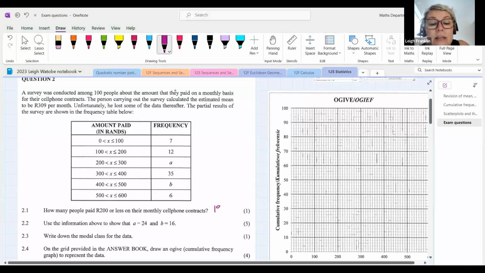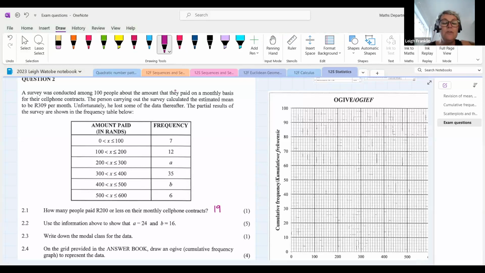Okay, so it's 19. Where does the 19 come from? How did Gugu and Lorraine get 19? Exactly, they've added the 12 and the 7 together. So 19 people paid 200 Rand or less for their monthly cell phone contract. That's it, well done, guys. That's 1 mark. Cool, we're happy with that.